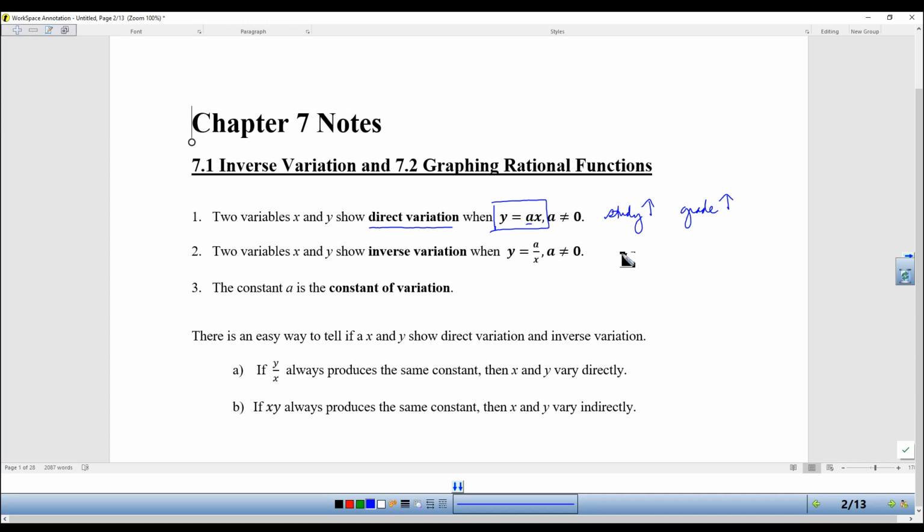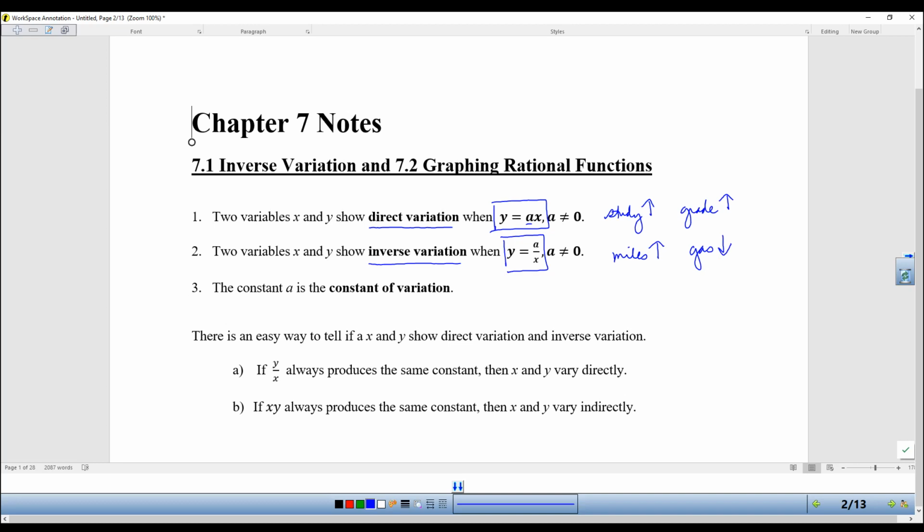Inverse variation is when one thing goes up and the other thing goes down. And this is the equation that we will use for inverse variation. An example of that might be something like the more miles you drive on your car, the less gas you have in your tank. And we call a the constant of variation.